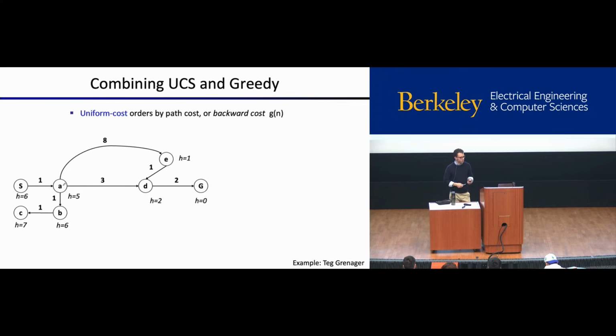So yeah, we talked about this. Uniform cost search orders by backwards cost, which is the cost looking backwards from where you came from. How much did it cost me to get here? G. And that looks like this. It does some extra searching.